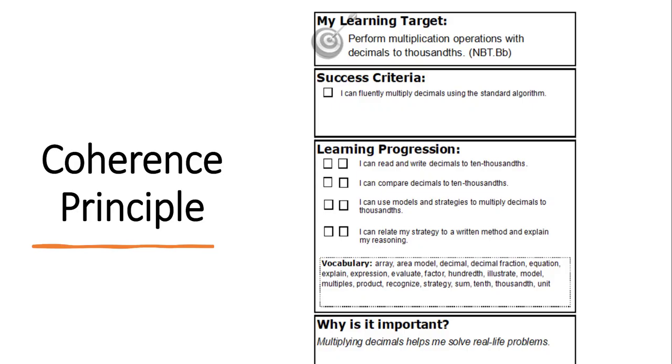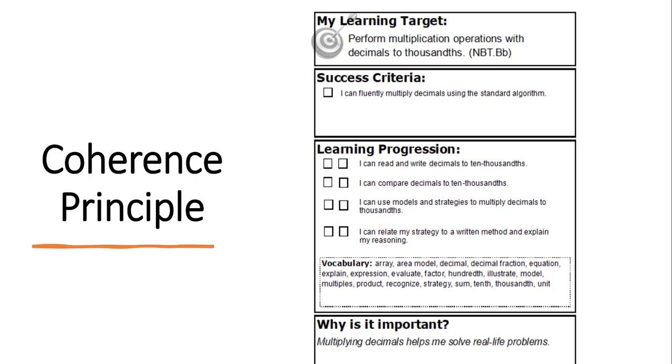They have the book in front of them. Okay. The coherence principle. We want the information that we're sharing with our students to be straight and simple and to the point. So here we have learning targets for each of the standards that we have, whether it's math or ELA. And this learning target is what the kids need to know. So they're performing multiplication operations with decimals to thousands. Their success criteria lets them know, in friendly language, what they need to know. It's very coherent.